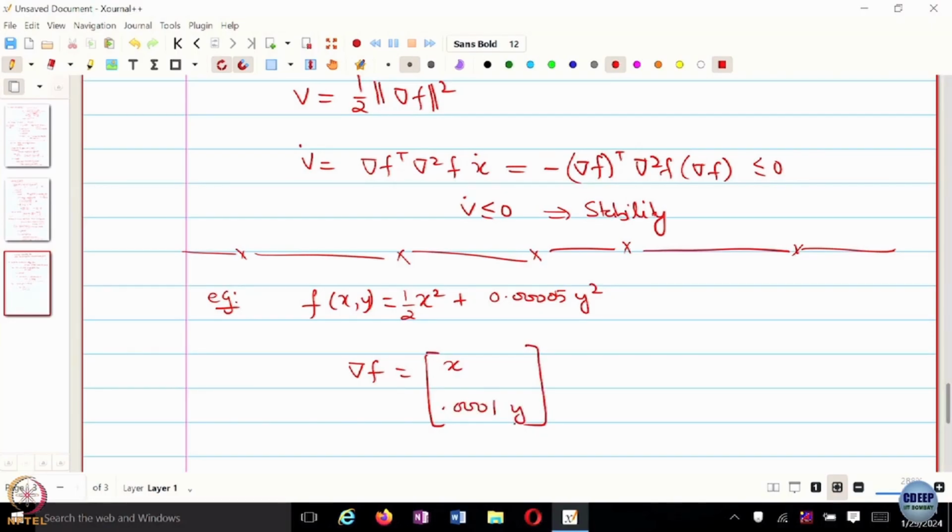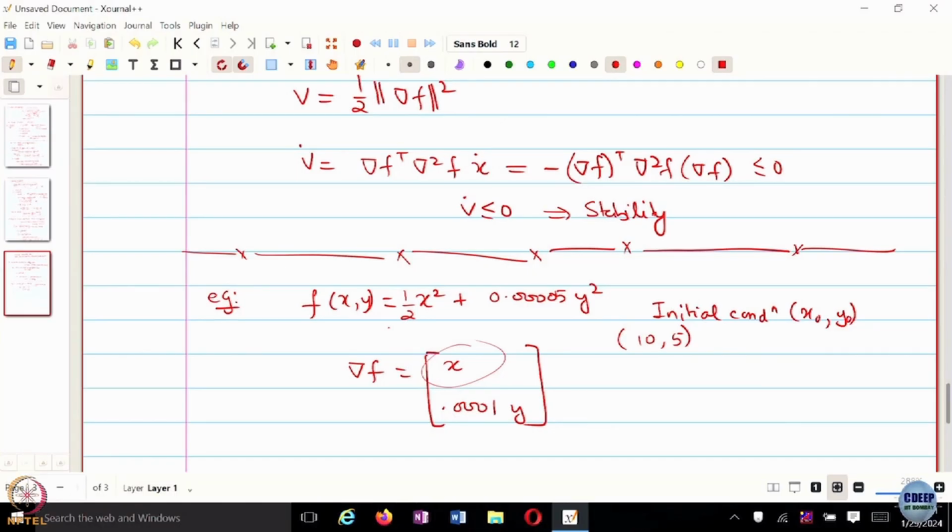Now, let us say I want to minimize this function and I start at 10 comma 5. That is my initial condition, your x naught comma y naught. And now I want to optimize this. So what would be the gradient in that case? You can see the gradient is largely dominated by x. So while I will be making very large updates in the x direction, I am almost making no updates in the y direction.